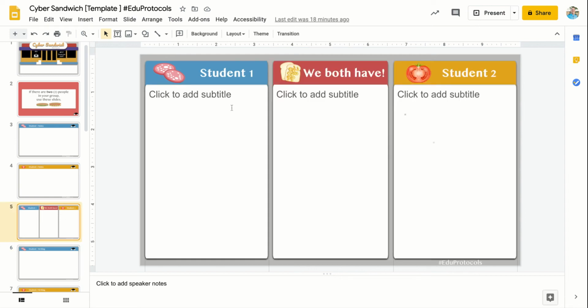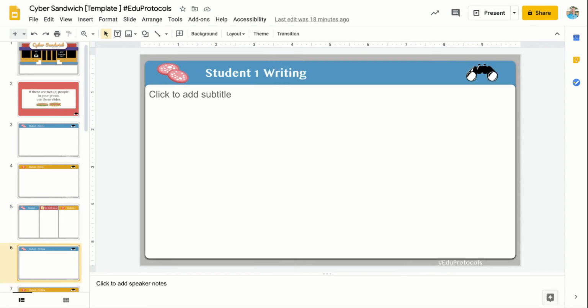They've got their notes right here, they've got their partner's notes, and they have the things that they have in common. You could then go ahead and have them share their writing with someone else, or you could take this a step further and also have them do some sort of sketch of their writing as well. Maybe it's a diagram or some other graphic organizer that goes with that writing.